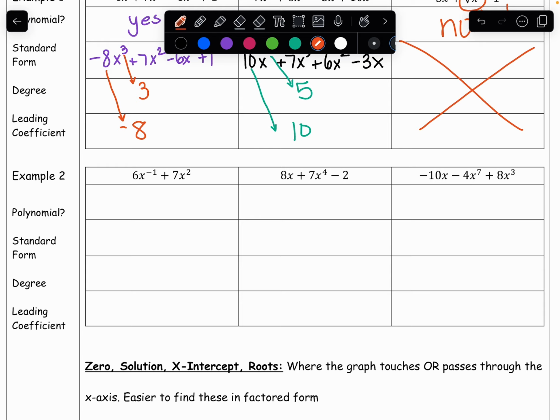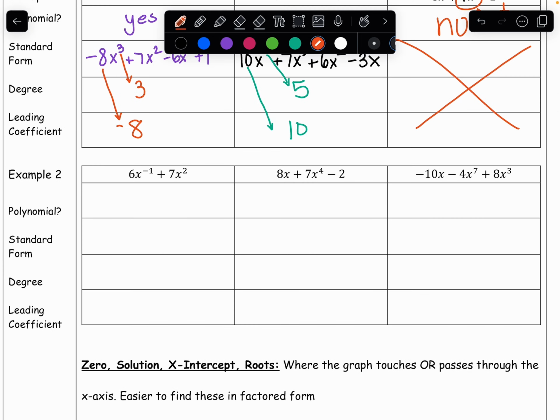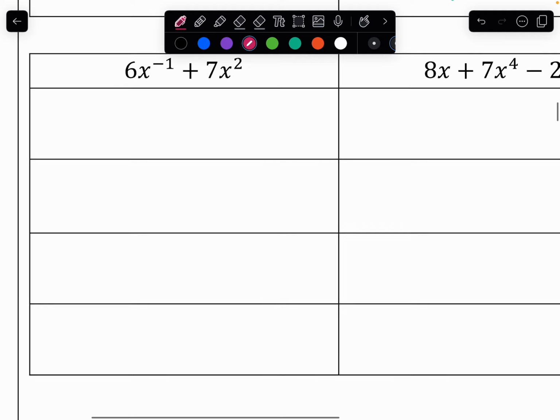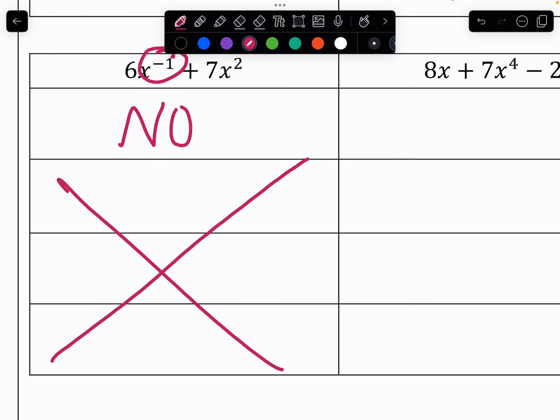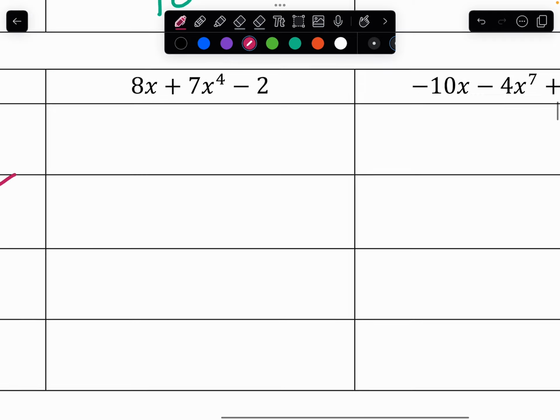For these next 3 problems, I would really suggest pausing the video and trying these problems on your own just to test your skill. Hopefully you did actually pause the video. This is not a polynomial because of that x to the negative first power, so we can't continue on.